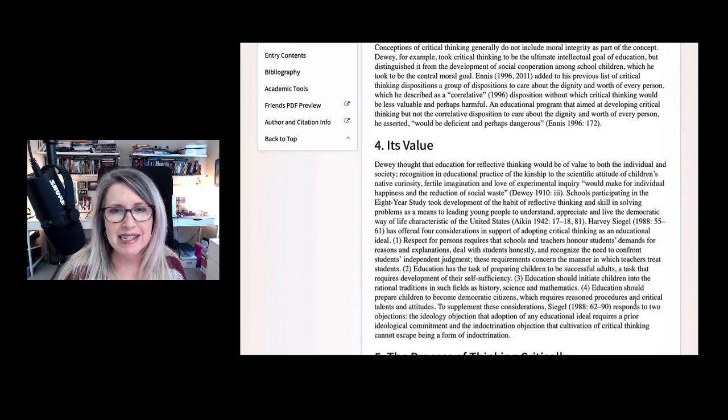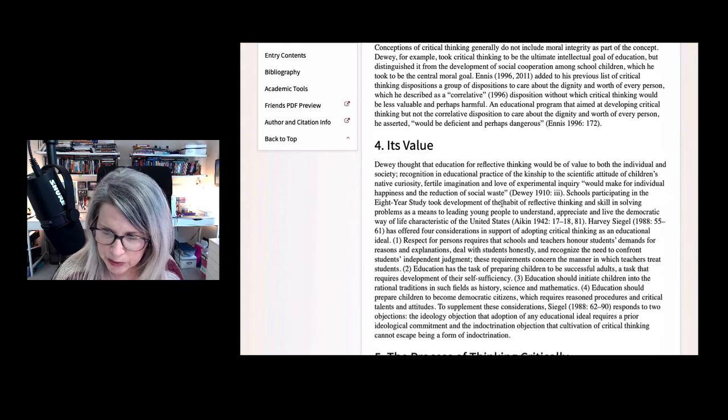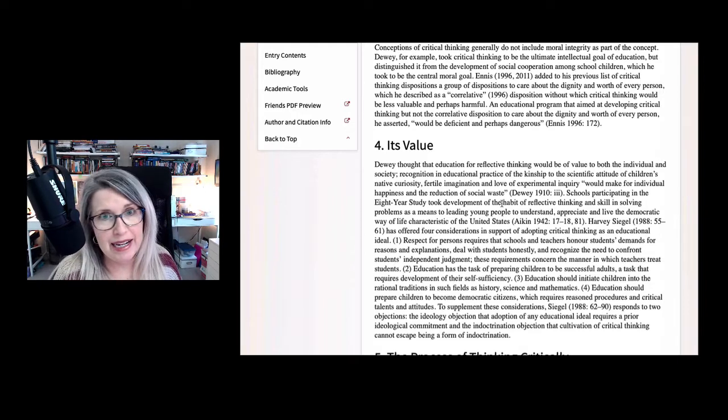So why is it valuable to focus education on reflective thinking? Well, Dewey thought it would be of value to both the individual, who has value and has a desire to learn, and society. Recognition in educational practice of the kinship to the scientific attitude of children's native curiosity, fertile imagination, and love of experimental inquiry would make for individual happiness and the reduction of social waste.